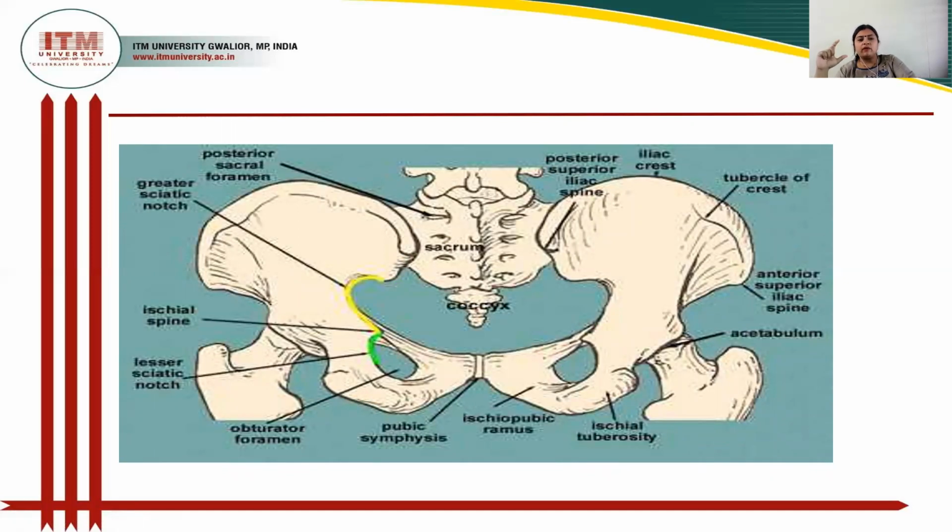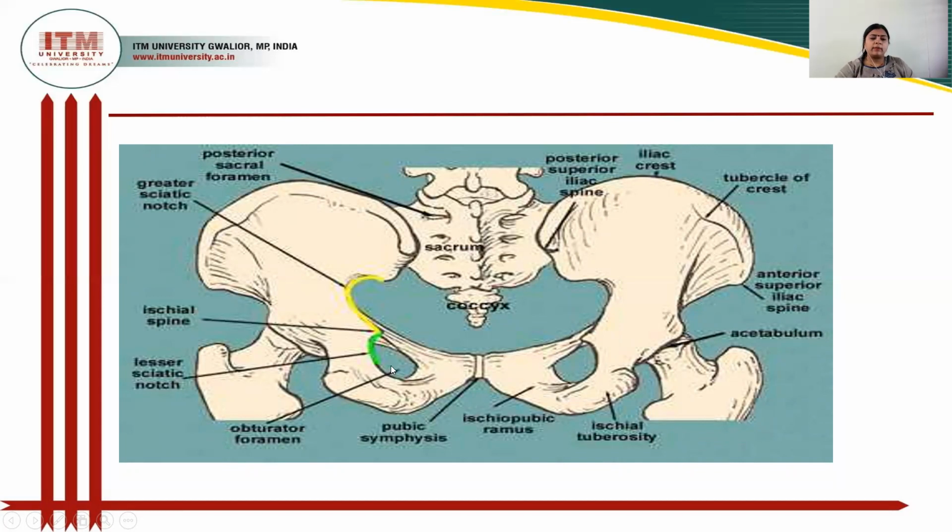These thorn-like structures you are seeing are called ischial spines. So this is the back view of the pelvis. The yellowish color is the greater sciatic notch, and the green color one is the lesser sciatic notch. In between the greater sciatic and lesser sciatic notch, you can see the spine is there. Through this sciatic notch, the sciatic nerve passes.